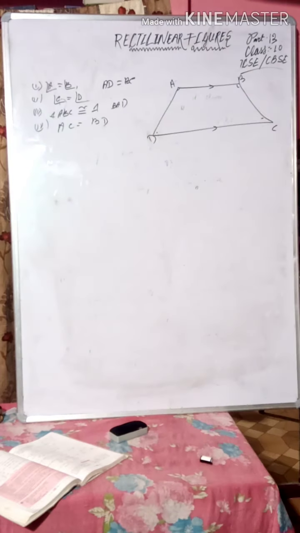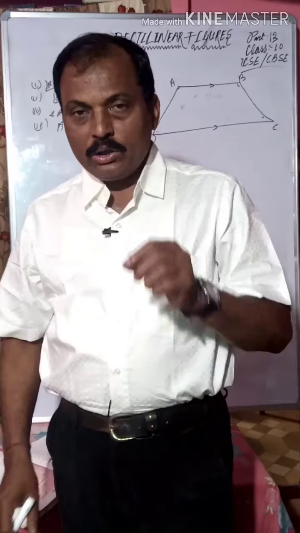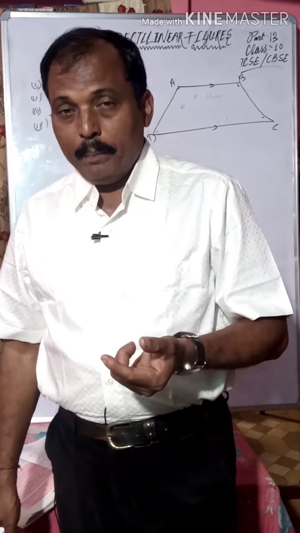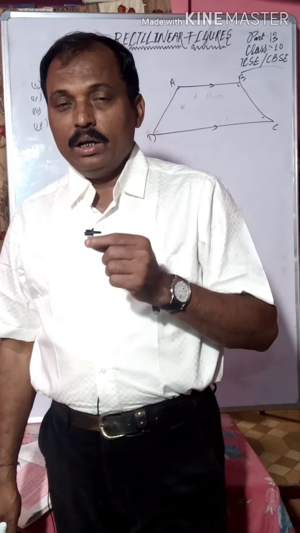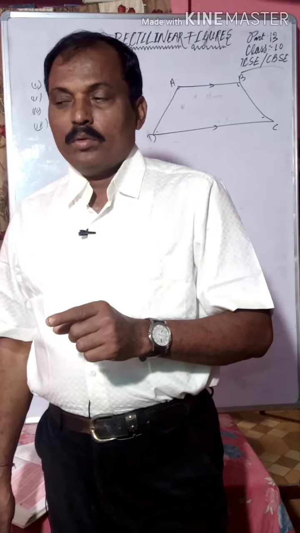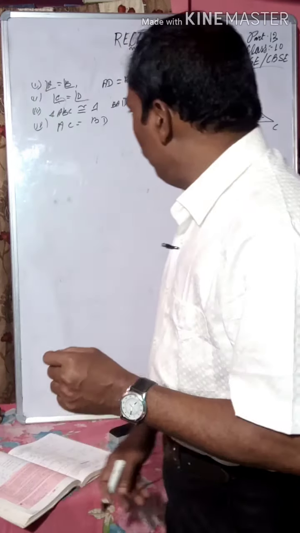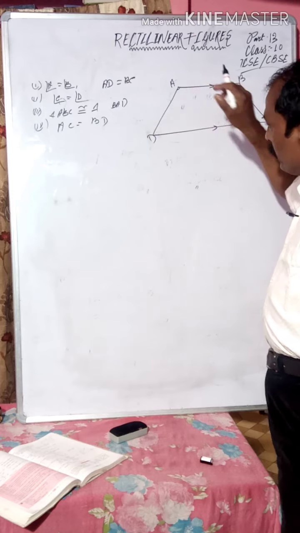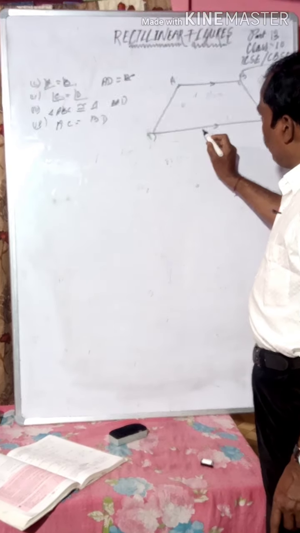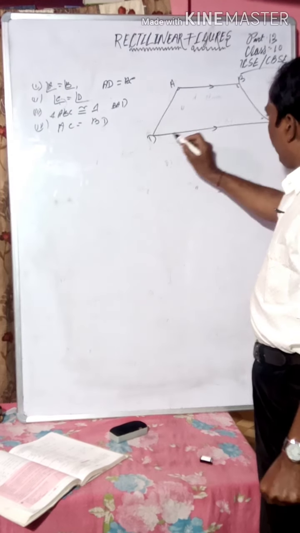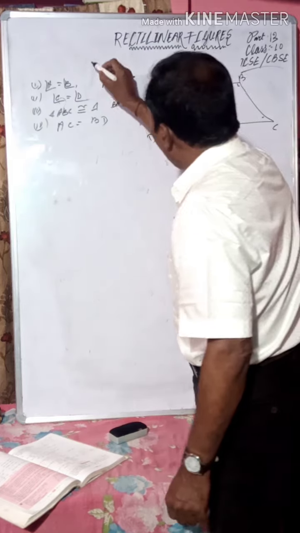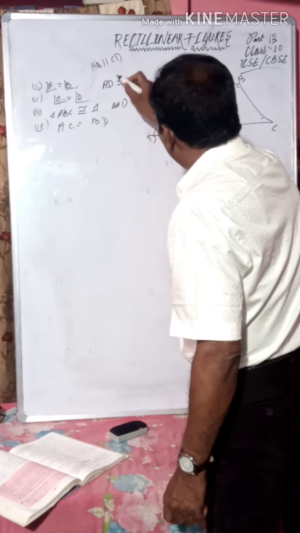There is a little mistake, but once we understand the fundamentals of the problem, we can decide whether it is a printing mistake or some other mistake. First we have to understand the gist of the problem. ABCD is a trapezium, AB is parallel to CD, AD is equal to BC.